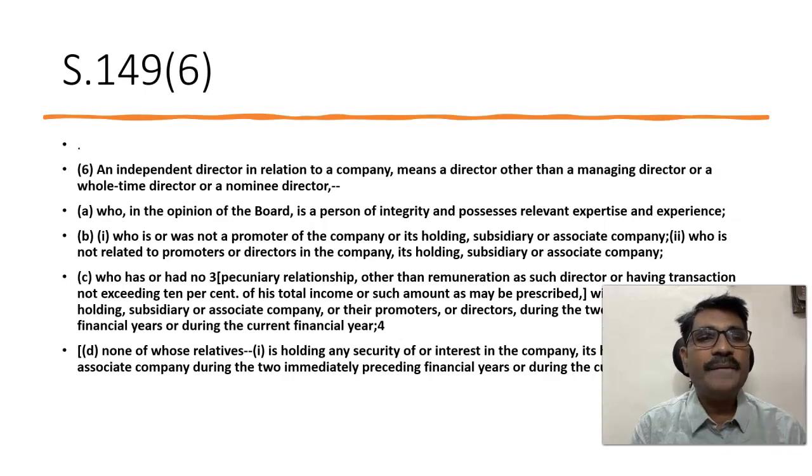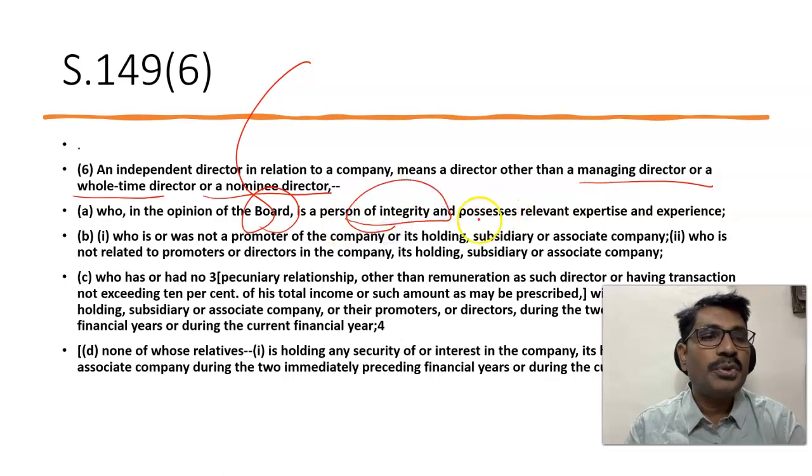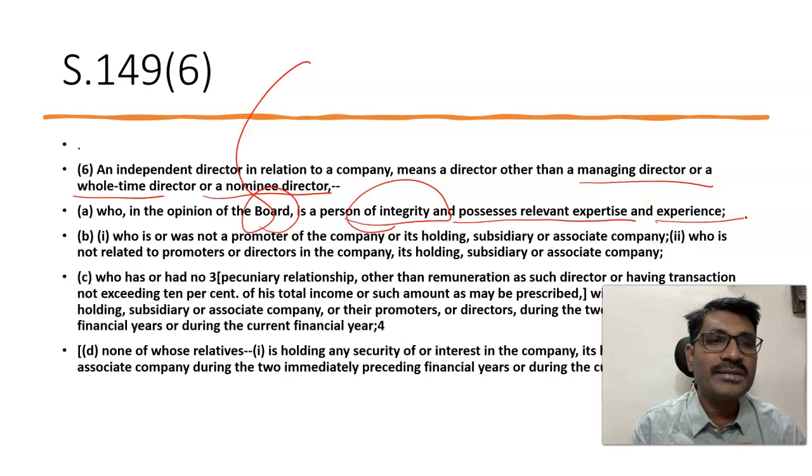Now let us see what is the nature of the independent director. Who can become an independent director? I will try to throw some light under the provisions of the Companies Act, particularly section 149 clause number 6. Under section 149 clause number 6, an independent director in relation to a company means a director other than a managing director or whole-time director or nominee director, and in the opinion of the board, he is a person of integrity possessing relevant experience as well as expertise.